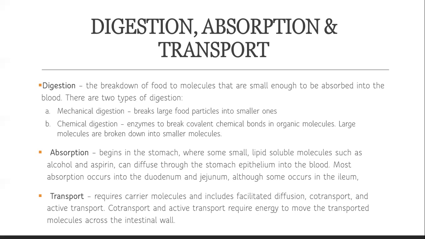Then we also have absorption that begins in the stomach, where some small lipid-soluble molecules such as alcohol and aspirin can diffuse through the stomach epithelium into the blood. And most absorption occurs in the duodenum and jejunum. Then lastly, we have the transport, which requires carrier molecules and includes facilitated diffusion, co-transport, and active transport. So the co-transport and active transport require energy to move the transported molecules across the intestinal wall.